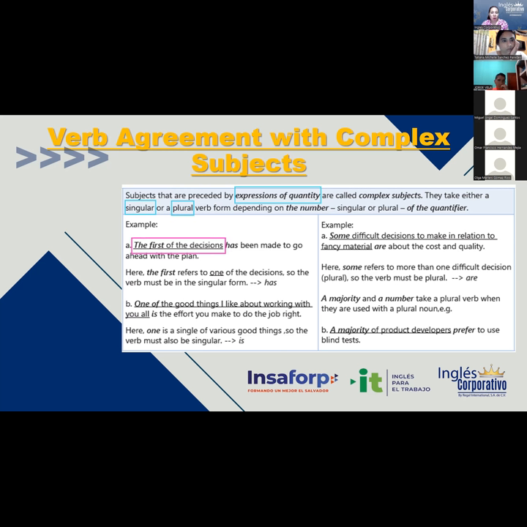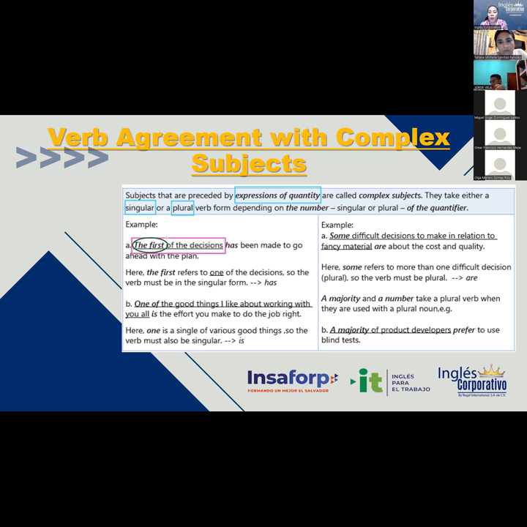Okay, so here we are emphasizing the word the first. How many firsts are there? How many first decisions? ¿Cuántas? One. Only one. The first, el primero, right? So there's only one. We can't have three firsts, right? Then it wouldn't be a first, okay?